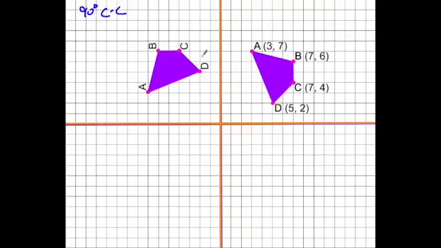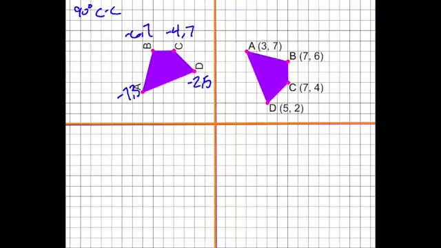All right, our coordinates here are going to be -2, 5. Our C is going to be at -4, 7. Our B is going to be at -6, 7. And our A is at -7, 3. All right, and I'm going to go ahead and draw in that figure just because we're going to need to see it in a little bit.